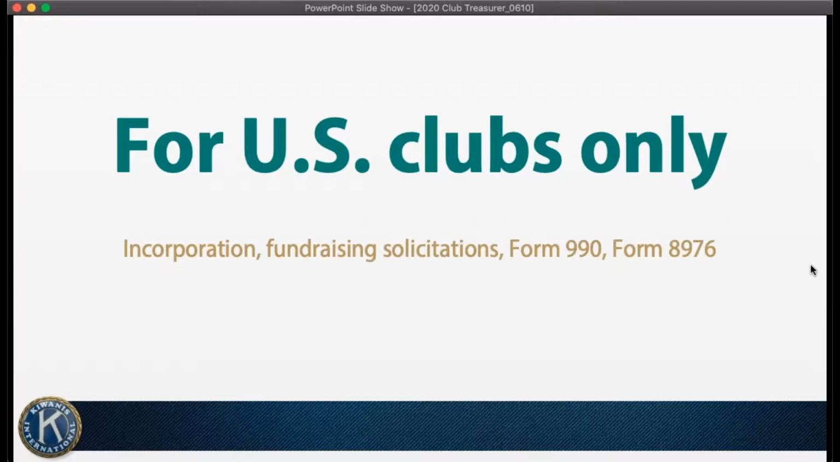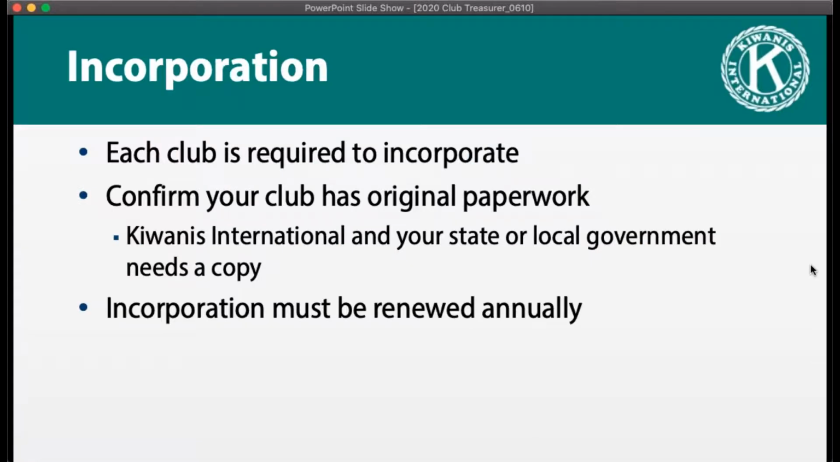Once again, for my Canadian and Caribbean friends, I apologize, but we are going to talk about some US specific requirements for club treasurers. We'll start off with incorporation. Every single club in the United States is required to be incorporated. It's typically done at new club chartering, but it's important to ensure that your club's paperwork has been filed and that you have a copy of your original paperwork.